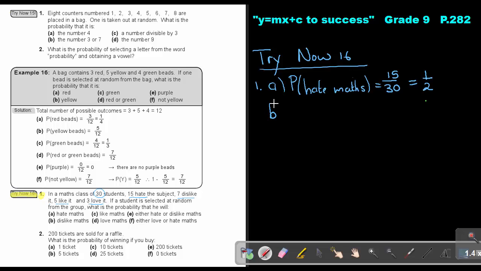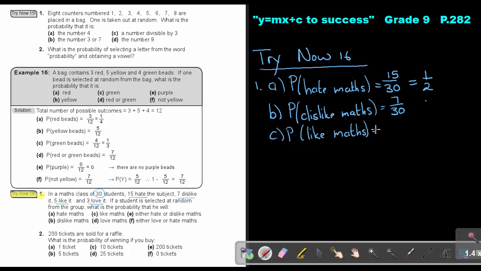Number B. Dislike maths. Now, 7 dislike maths. So, probability, dislike maths, and that's 7 out of 30. And then the probability of like maths, and that will be 5 out of 30, which can simplify to 1 out of 6. And then the next, love maths, 3. So the probability, love maths, is 3 out of 30. And that can be 1 out of 10.